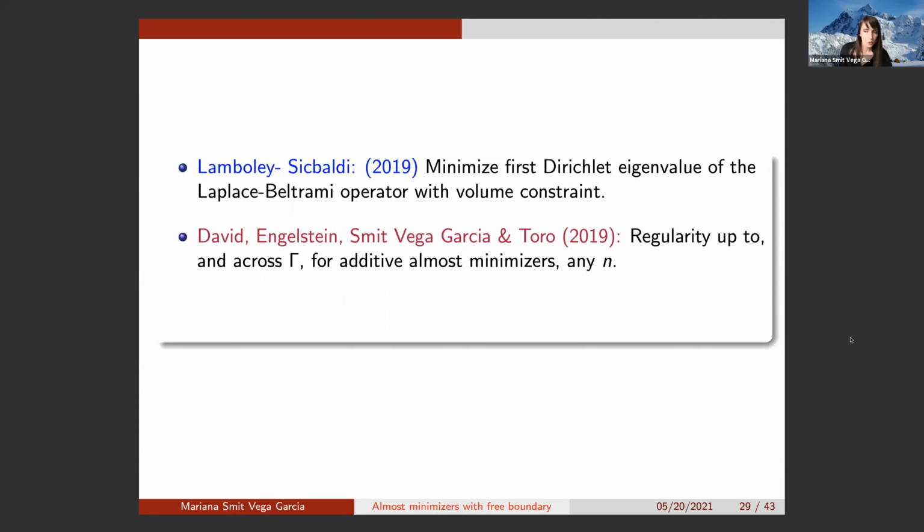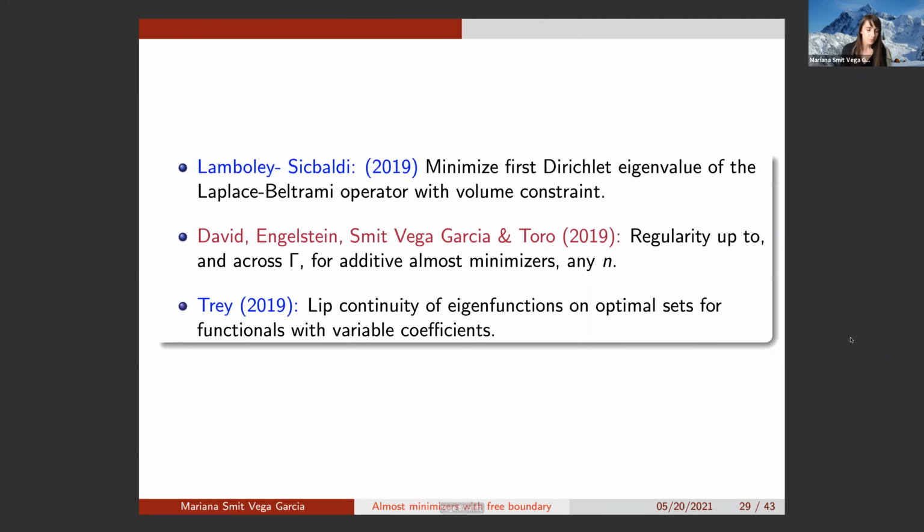And in this paper, we are interested in the regularity up to and across the free boundary for these additive almost minimizers. And I'll mention to you what's the difference between the multiplicative and additive almost minimizers, how these relate, and so on. This is part of a larger project that we have been working on. So this is one piece connected to the variable coefficients.